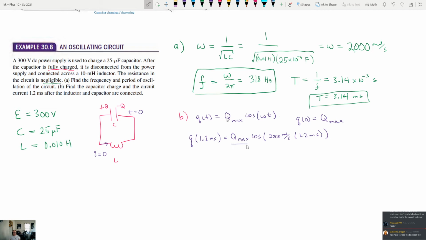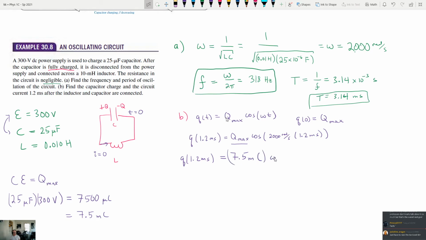Let's find Qmax. What do we use to find Qmax? Well, we know these two: we know the EMF that was applied, and we know the capacitance, and the relationship is basically that the EMF multiplied by the capacitance is equal to Qmax. So Qmax is 25 microfarads times 300 volts. 3 times 25 is 75, so 7,500 microcoulombs. Is that right? Yeah, I think this is going to be about 7.5 millicoulombs. So let's write it like that. So Q of 1.2 milliseconds is equal to 7.5 millicoulombs times the cosine of all this stuff.